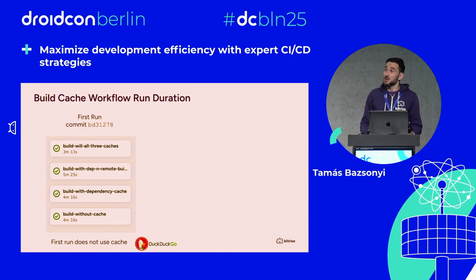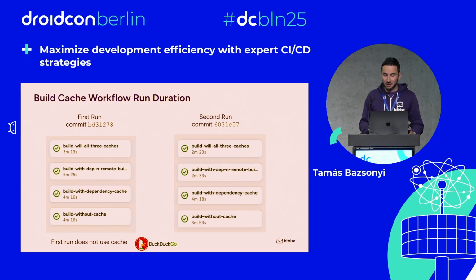What can we see? The second one, where we had the remote build cache enabled, took longer than running a build without cache. Why does this happen? The first execution is used to populate the cache. So the very first execution will always be longer when you are using remote build cache, but from the second one, you will see improvements.